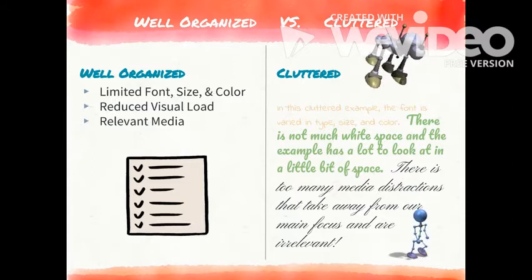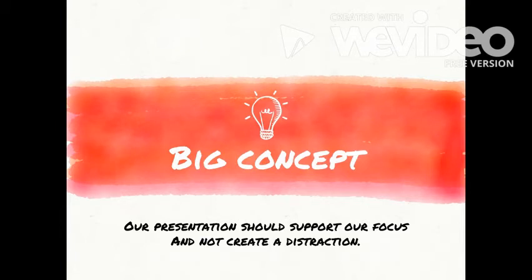I'm distracted by what's going on the screen, and that's ultimately what we have to be careful about when we are making these presentations. So the big concept of this is making sure that our presentations support our focus and they're not creating a distraction. I think if we can keep the typography and the screen design and media all under control, then what we're trying to present to our crowd is going to be much easier.